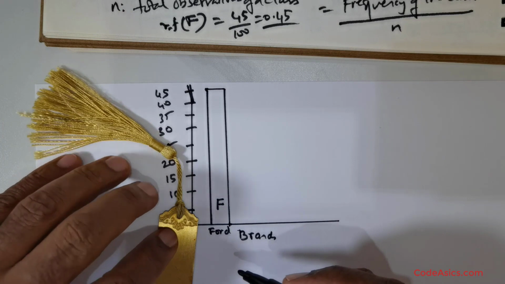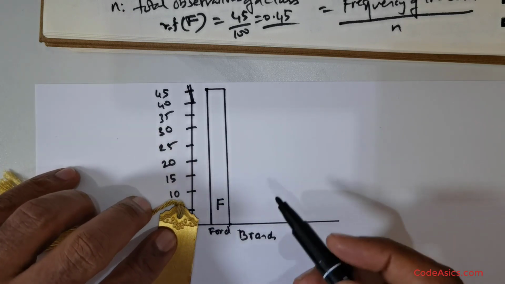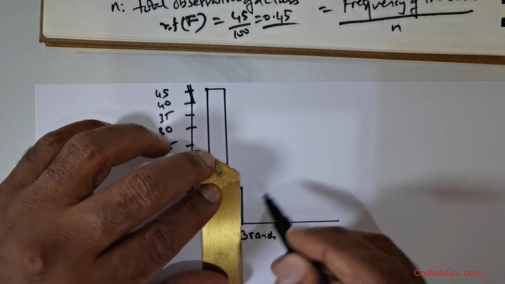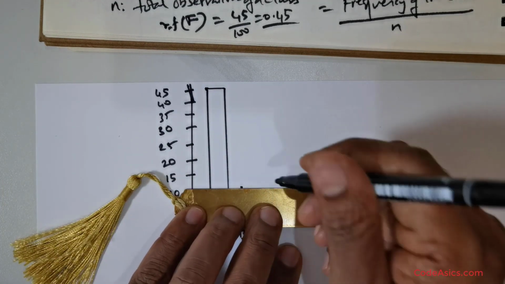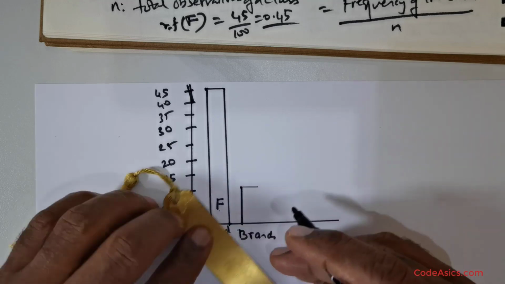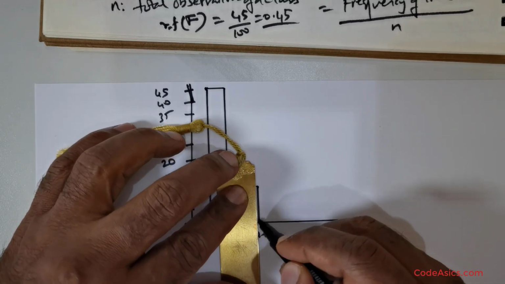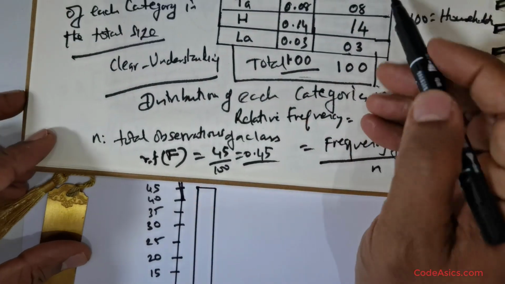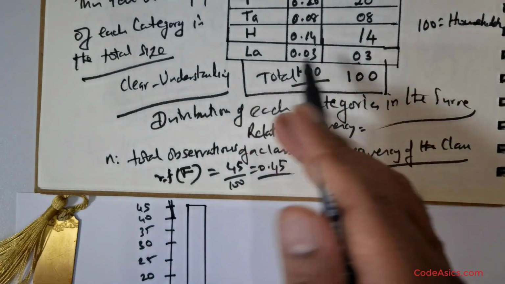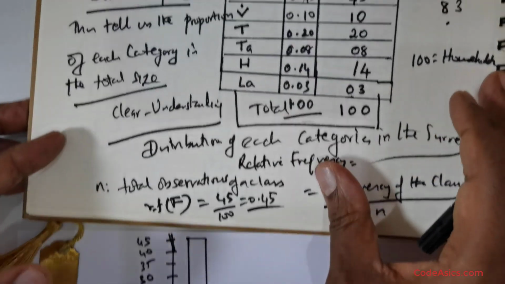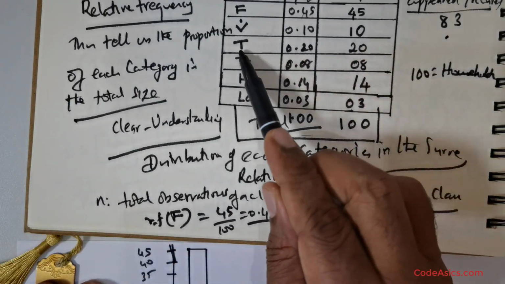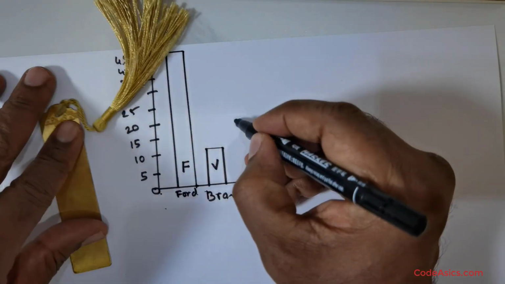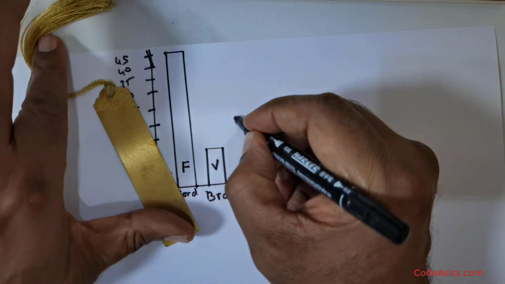And then next comes Volkswagen. Volkswagen is 10 units, so that is over here. So make sure you place in the same measurement, 10 Volkswagen. And then comes 20. 20 is Toyota, right? I hope you can see 20 is Toyota. So go up here and place in 20.